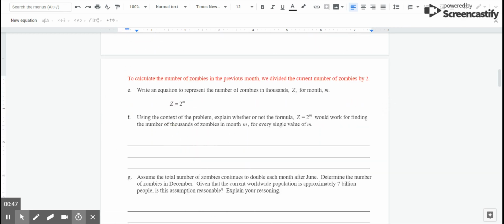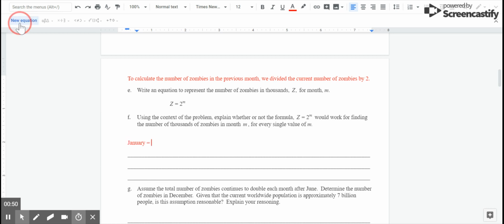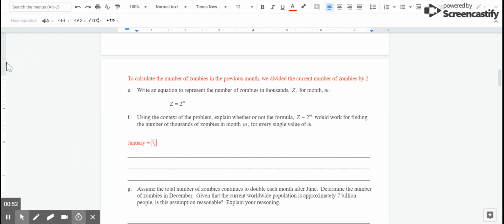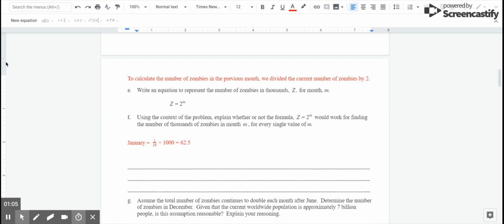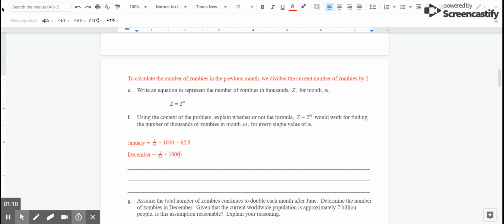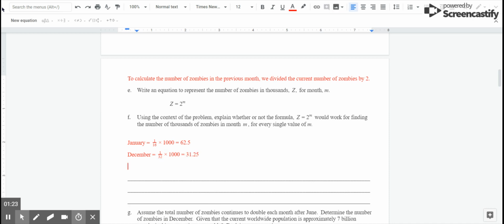So the month before February would be January. And in January, there would have been 1/16 of 1,000 zombies, or in other words, 62.5 zombies. The month before that, December, would have been 1/32 of 1,000 zombies, or in other words, 31.25 zombies.